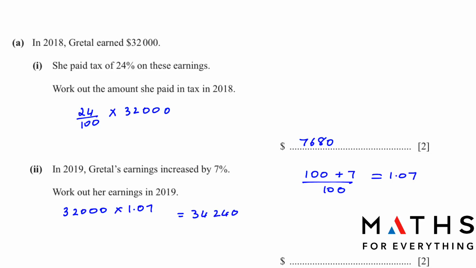34,240. Now remember that if it was a decrease, then instead of the plus here, you will put a minus. And whatever answer you get, you will multiply with your present amount or total that you have.